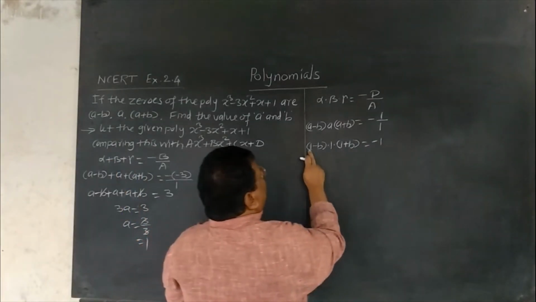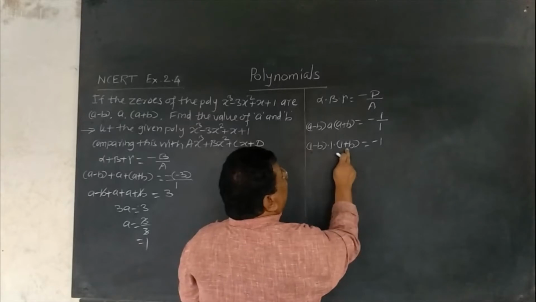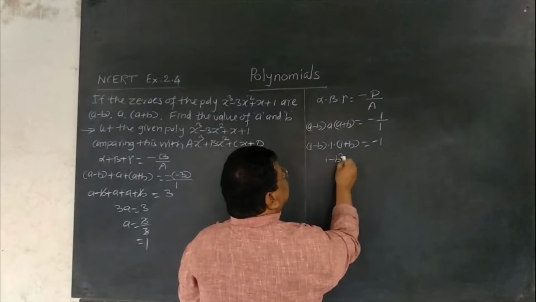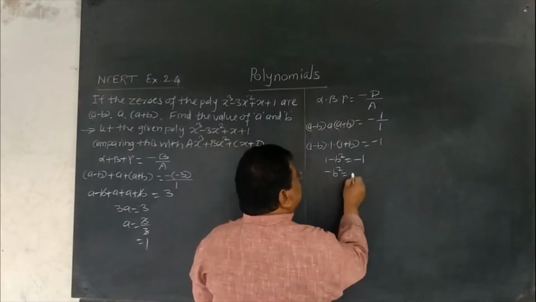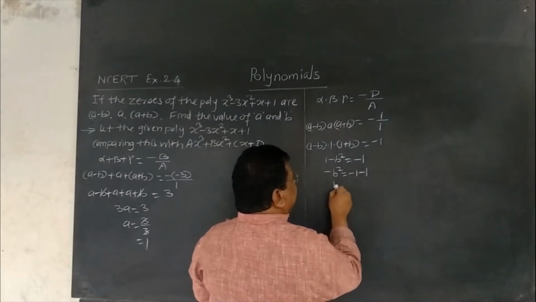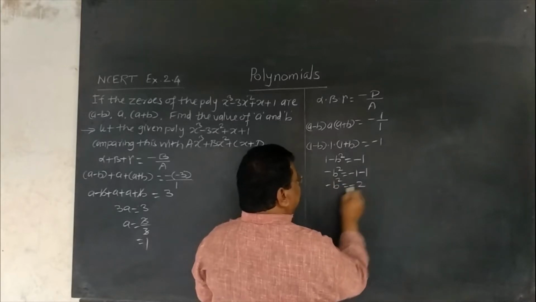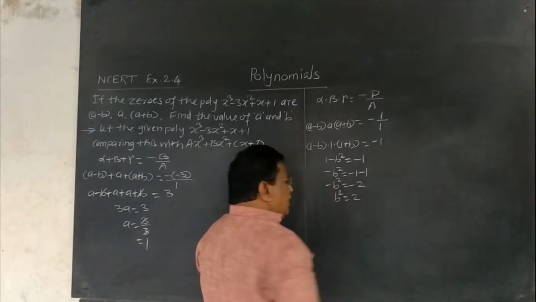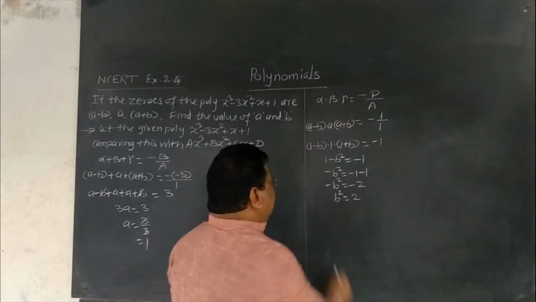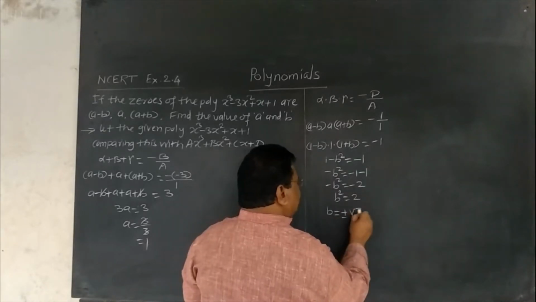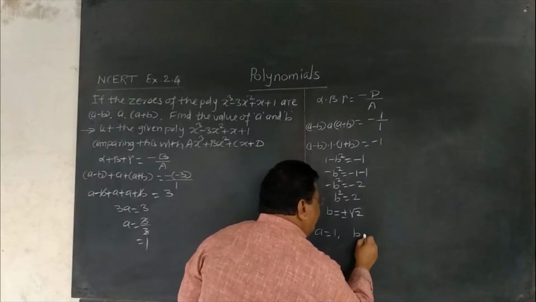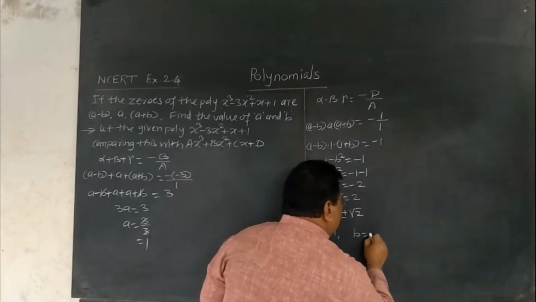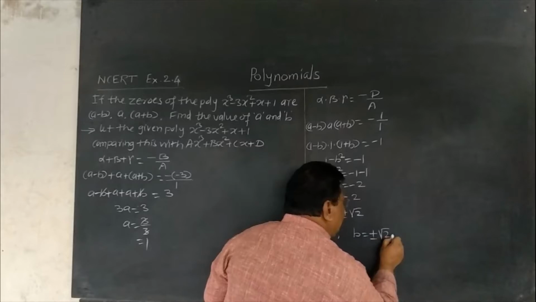So 1 minus b into 1 plus b, that is 1 minus b square is equal to minus 1. Taking this 1 to the right side, so minus b square is equal to minus 1 minus 1, that is minus 2, b square is equal to 2. Taking the square root of both the sides, therefore b is equal to plus minus root 2. Therefore value of a is equal to 1 and value of b is equal to plus minus root 2. So do you understand this? Next example.